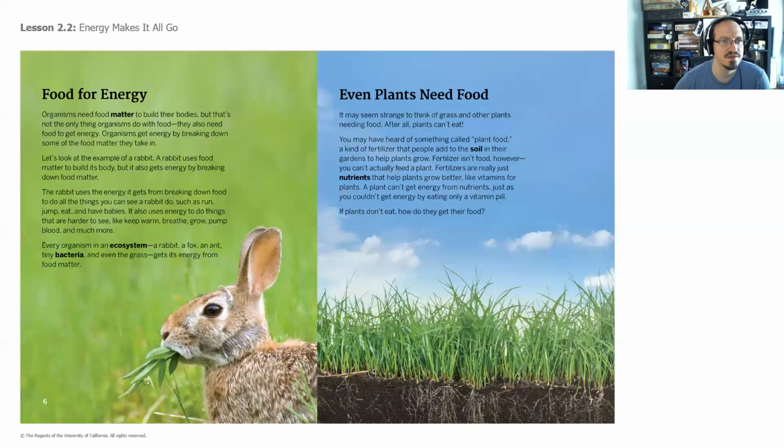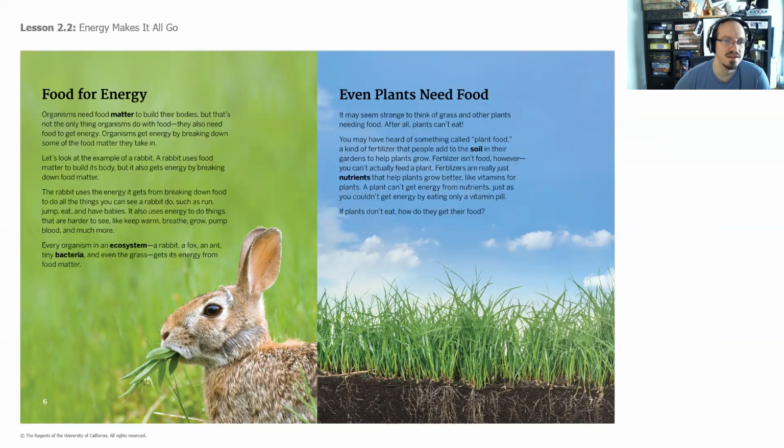Food for energy. Organisms need food matter to build their bodies, but that's not the only thing organisms do with food. They also need food to get energy. Organisms get energy by breaking down some of the food matter they take in. Let's look at the example of a rabbit. A rabbit uses food matter to build its body, but it also gets energy by breaking down food matter. The rabbit uses energy it gets from breaking down food to do all the things you can see a rabbit do, such as run, jump, eat, and have babies.